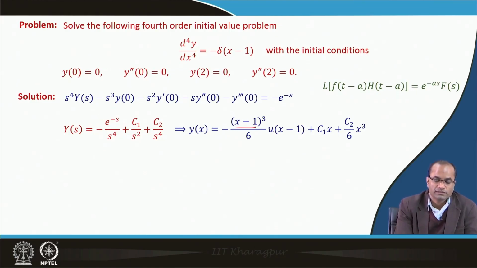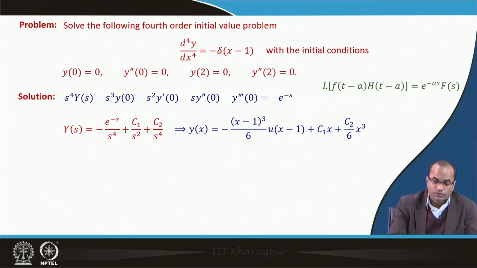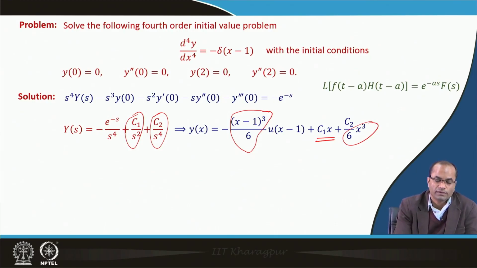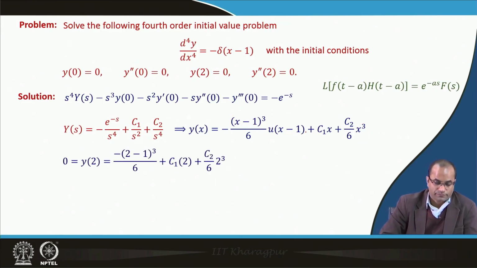So, we have (x minus 1) cubed by 6 and the Heaviside function. Sometimes we use the notation u for the Heaviside function, somewhere we have used h. So, here we have the C1 x because of this, and then again the same thing, but without the shift: x cubed by 6. Here also it was x cubed by 6, but because of this e power minus s there was a shift and multiplication by the Heaviside function.